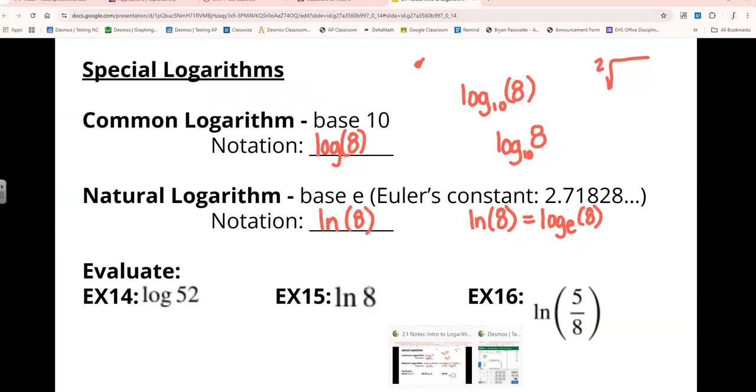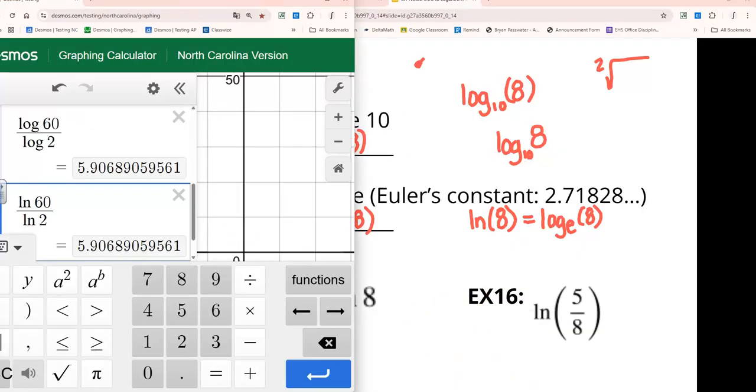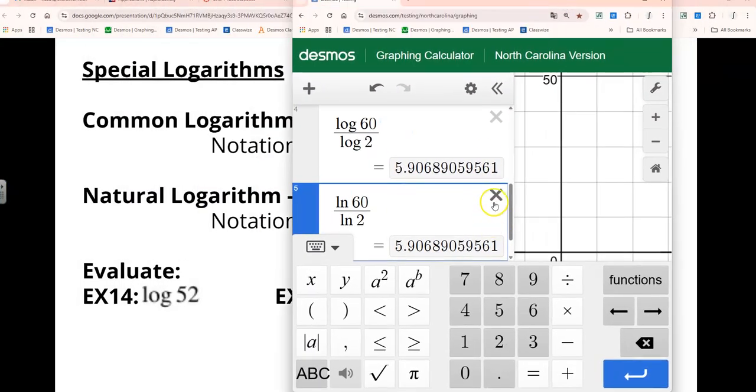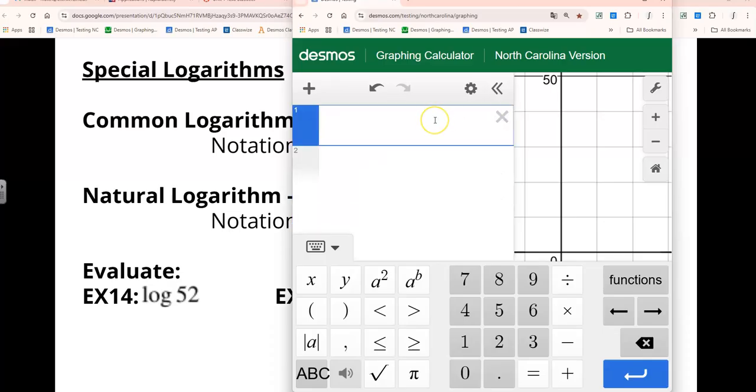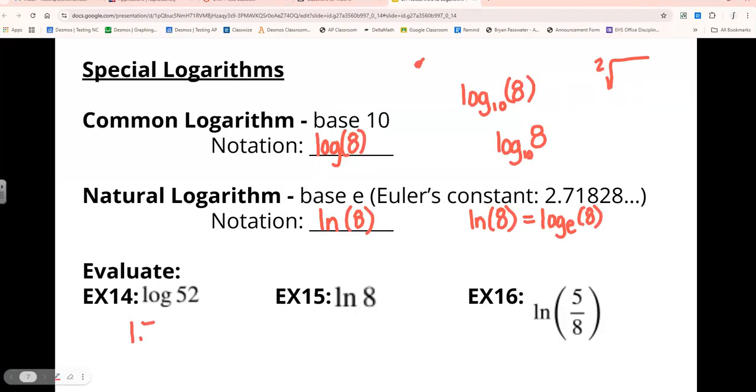So even in the yellow calculator, they're easy to do. But in Desmos, super duper easy, because if I want to find log of 52, I just type in log 52, letters L-O-G, 52, and it will give you that value, 1.716. Okay? Try the other two there. Make sure you can do those and give me the values for those.